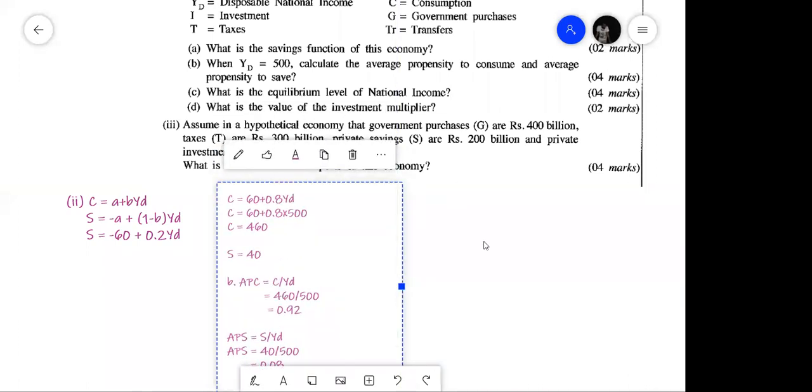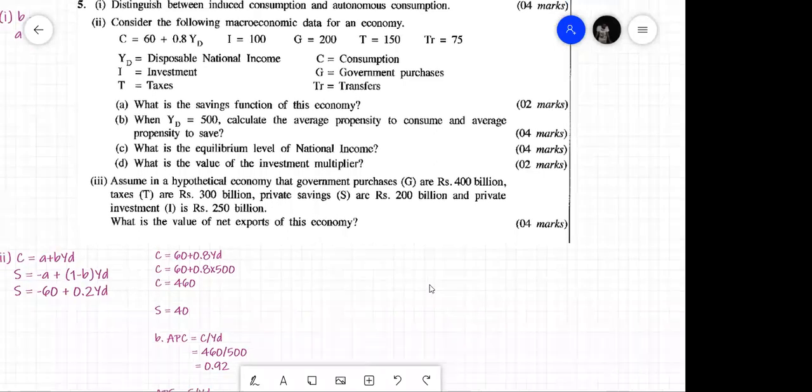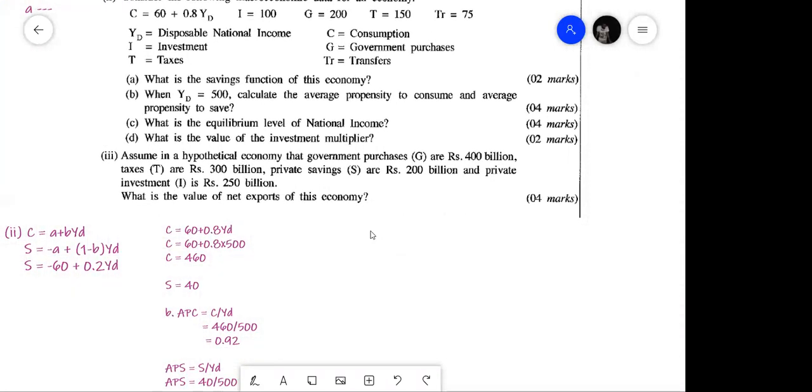Then part C, equilibrium level of national income. Again, another 4 mark question. So for part C, you start off with Y equals AE and then go on. Do you all want me to show this, or can you figure it out? Okay, I'll show it. Y is equal to C plus I plus G plus net exports.